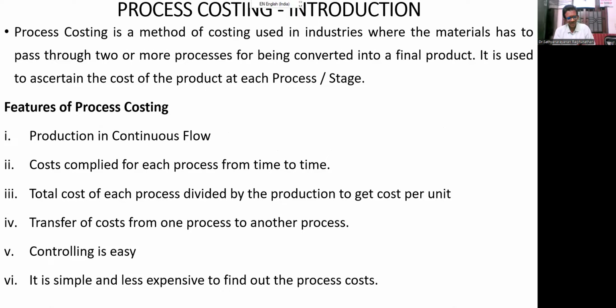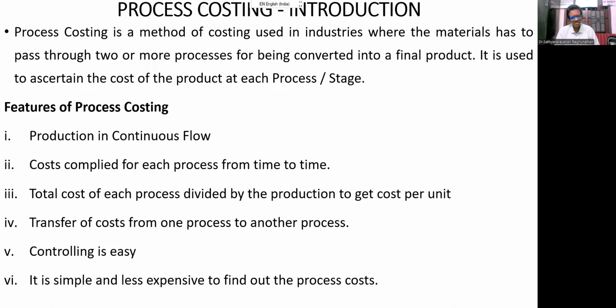First, the theoretical information that we have to discuss. Process costing is a method of costing used in industries where the materials have to pass through two or more processes to be converted into the final product, to ascertain the cost of the product at each process or stage. Process 1, process 2, process 3: for each process you have to ascertain the cost of production.